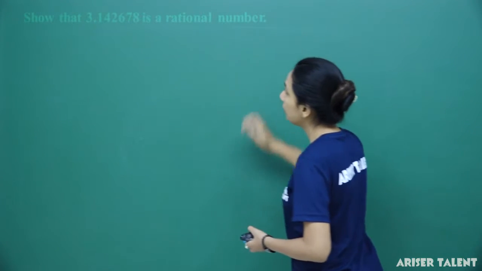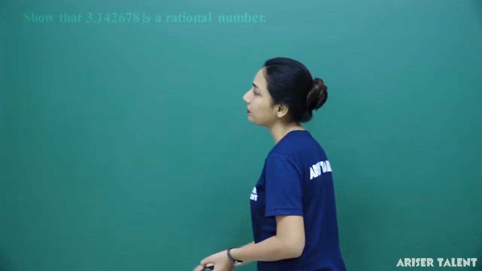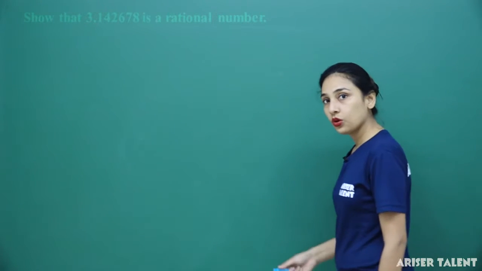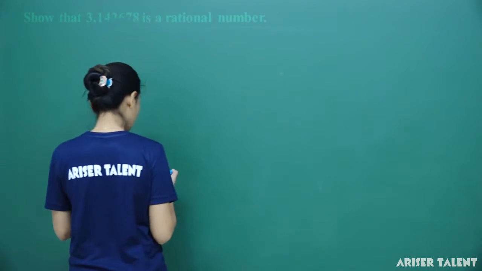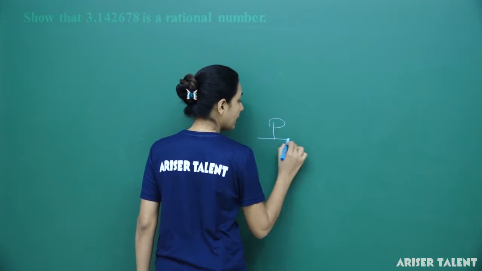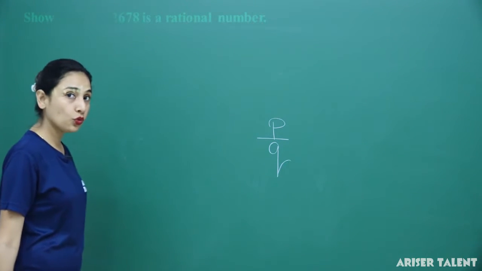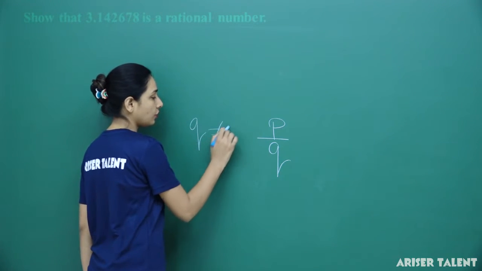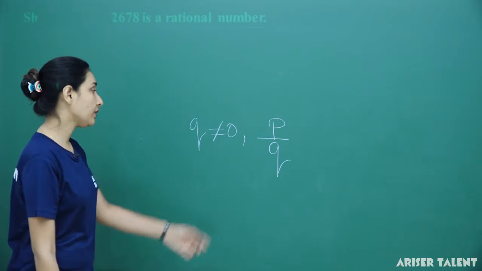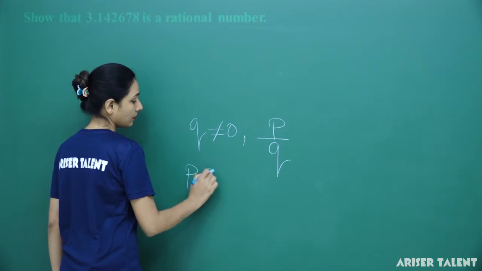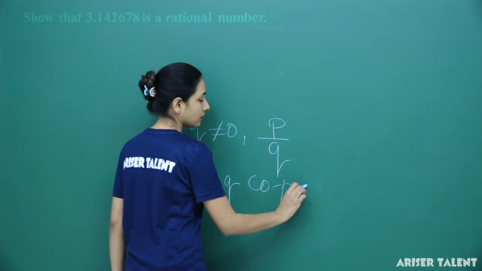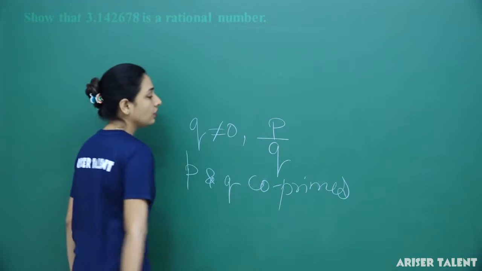Now the next question: show that this particular number is a rational number. How to know if this number is a rational number? Students, I have told you what a rational number is. A rational number is one which we can write in the format of p by q, where p and q are two integers and q is not supposed to be 0, and also p and q are co-primes. Okay, so these are the conditions.